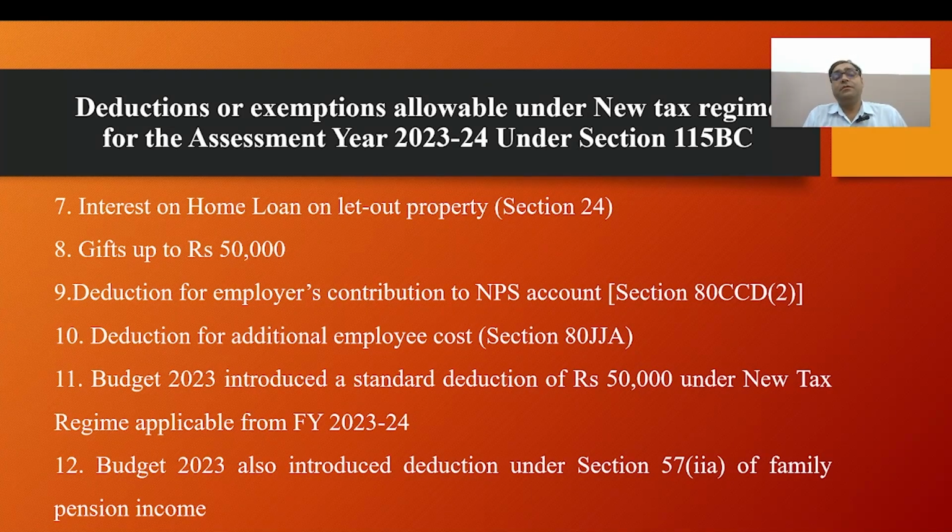And the section is regarding gifts, point number 8, 50,000 rupees. If you receive any gift from your spouse, your blood relations, your siblings, or close relatives like your in-laws, there is no tax liability up to 50,000. If you receive more than 50,000, it will be shown as income.